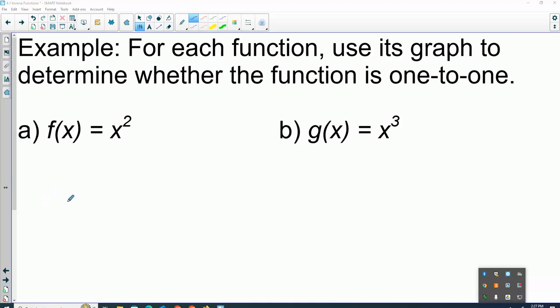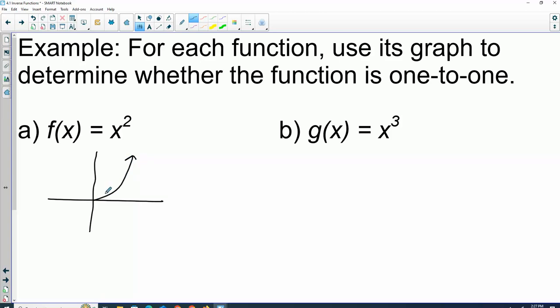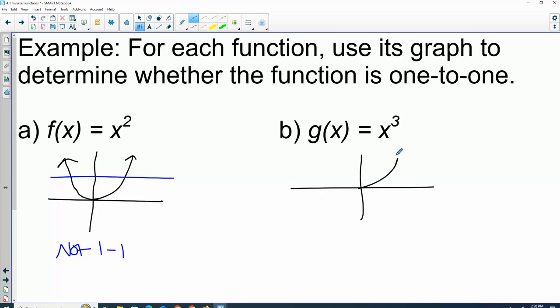So what's x squared look like? Parabola. And we've already said that's a problem, but now we see it from the graphing standpoint. A parabola is going to fail the horizontal line test every time. So that is not one-to-one. What's x cubed look like? So is that one-to-one? Yes, that one is one-to-one. No matter where you draw a horizontal line, it only touches once.